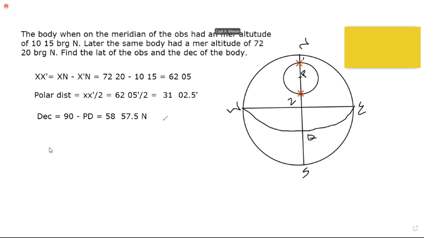Any doubt in anybody? Sorry, the X dash is the lower meridian altitude and lower meridian passage on the meridian, with the question 10 degree 15, and then X is the upper meridian passage, which is 72 degree 20, because that upper meridian passage, that is 72 degree 20. That is always on the same line.